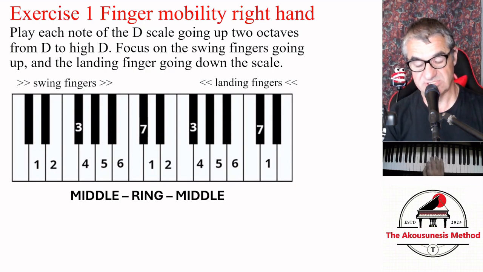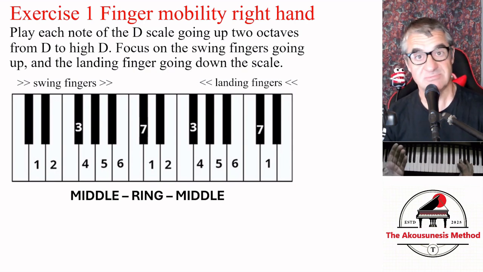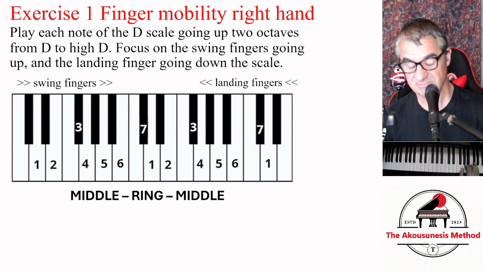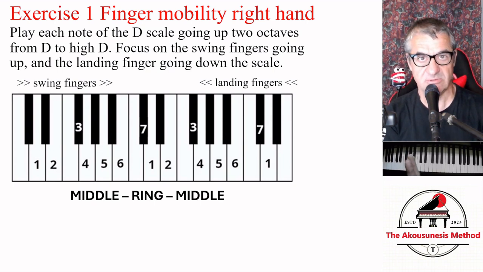Middle, right, we swing. Ring. Middle, middle, ring, middle. Then we just finish up the scale. Coming back, it's middle, ring, middle again. Middle, ring, middle, and back. So all you're remembering there is middle, ring, middle. And the left is the same, middle, ring, middle, right?